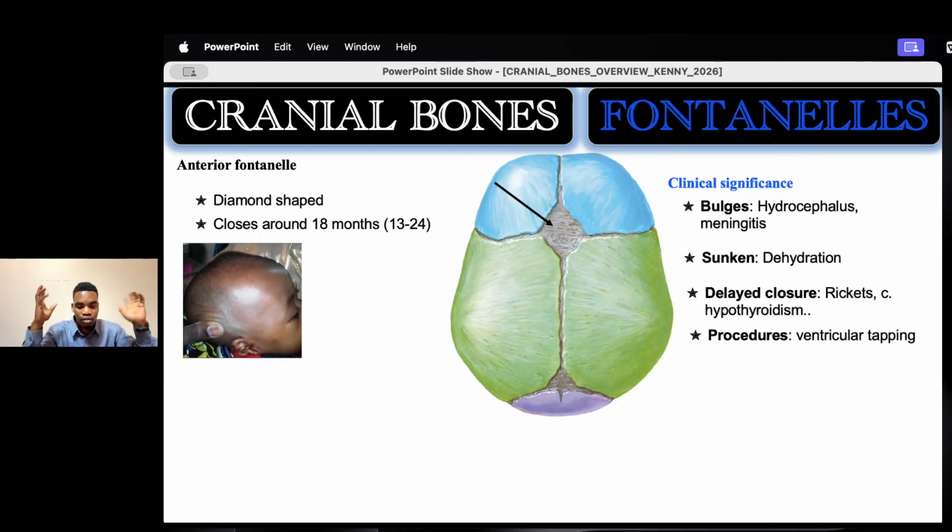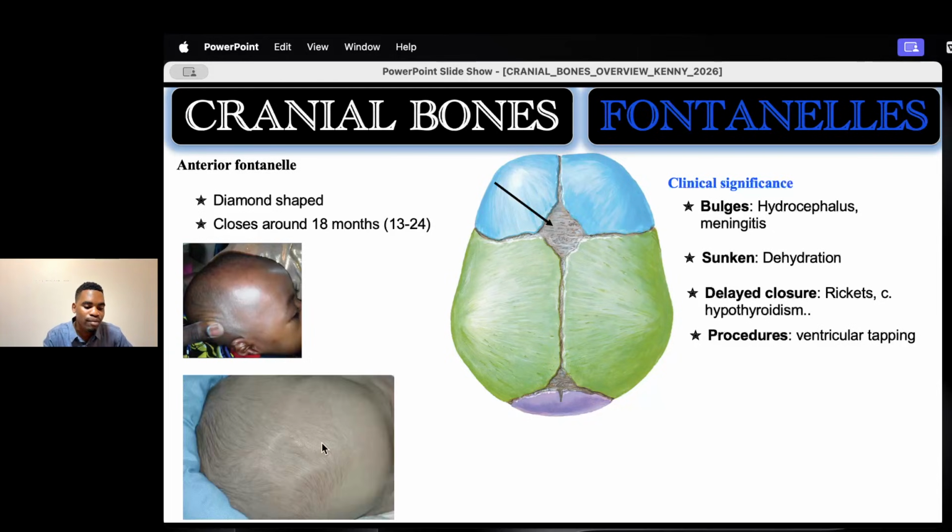The pressure within the cranium is increasing. It can also be used to monitor hydration status. If it becomes sunken, it goes down, it signifies probably dehydration, and a severe form of dehydration can result in a sunken fontanelle. We have said the average duration of closure of this fontanelle is 13 to 24 months, but in some people it might be delayed. The closure might be delayed, and conditions like rickets and hypothyroidism result in delayed closure. Don't worry about these conditions, just know that you can have delayed closure.